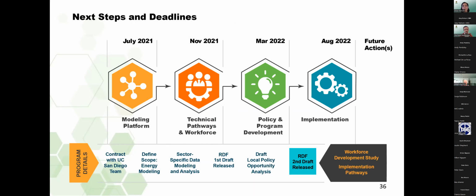For next steps and upcoming deadlines, the finalized drafts of the RDF technical report and workforce report will be released in July of this year. Ahead of those deadlines, the comment period will end on May 31st. Please provide your final comments to the RDF team by May 31st to ensure that they are given to the study authors. Comments can be provided through email to the Zero Carbon email address or through the engagement website.